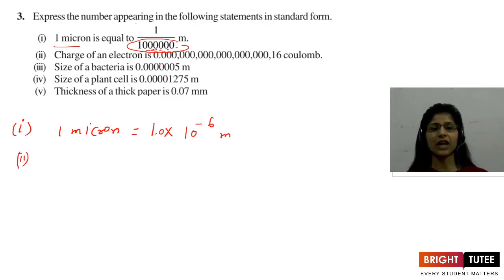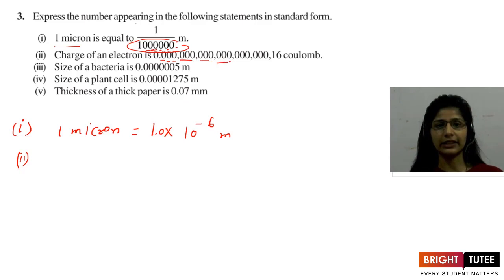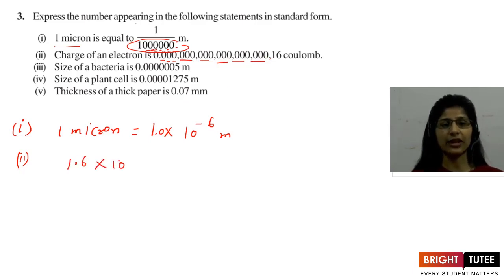Second, we are given charge of an electron. If we have to write in the standard form, the decimal should be after 1. So how many decimal places we have to shift? 1, 2, 3 and 3, 6 and 3, 9 and 3, 12. 12 and 3, 15. 15 and 3, 18 and this 1, 19. So it will be 1.6 into 10 to the power. Which side are we moving? Right. It will be negative and it is coulomb. That is the unit given.